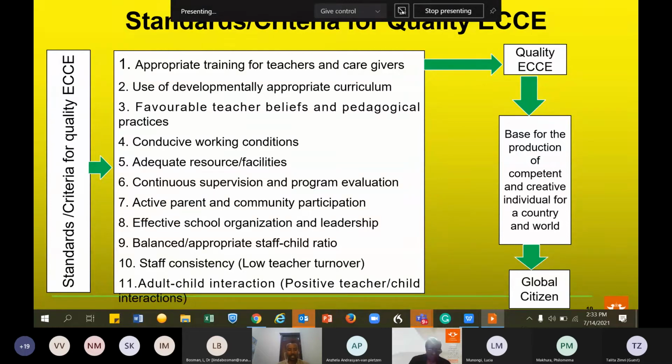And the other one is staff consistency. That means there should be low turnover. So if the turnover is high, again, it affects the quality of the ECCE.